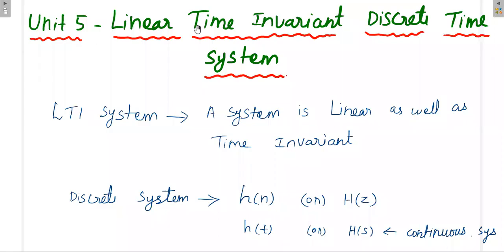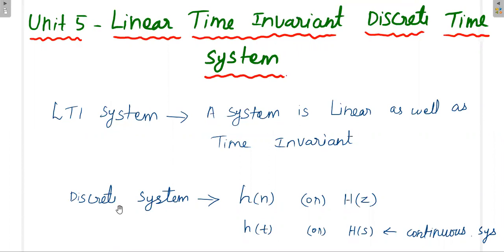Unit 5: Linear Time Invariant Discrete Time System, that is, the LTI system. A system is linear as well as time invariant. But now here we are discussing the discrete time system.